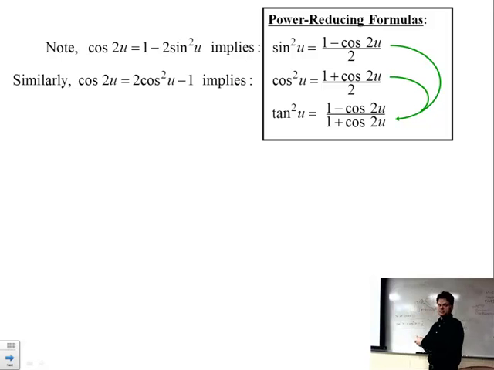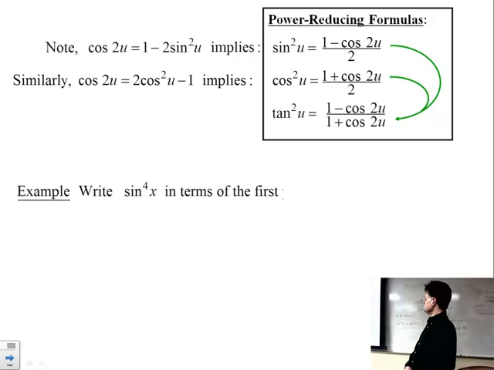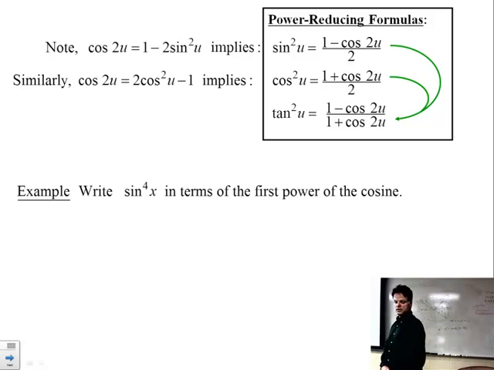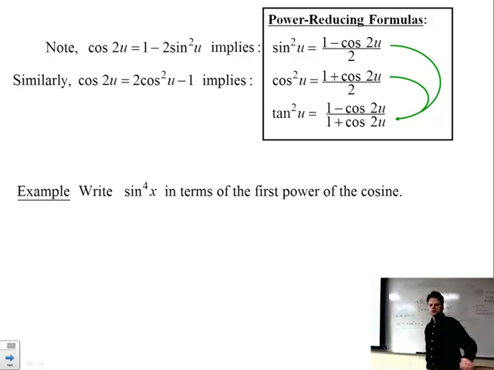You could do Fourier analysis using this power reducing. Tangent squared of u is just the ratio of these two things, so it's 1 minus cosine 2u over 1 plus cosine 2u. So those are called the power-reducing formulas for sine, cosine, and tangent. Let's use them, and let's take sine of x to the power of 4 and express it just in terms of cosine to the first power for various angles. So let's do that.